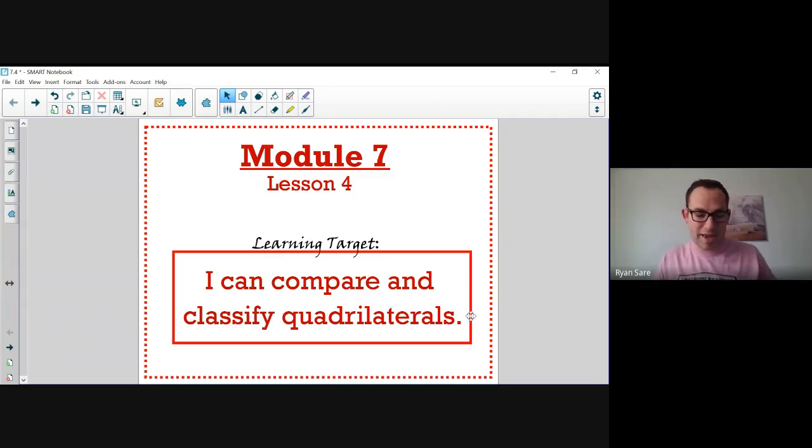Compare means that we're going to be looking at different quadrilaterals and having them side by side and talking about them. Classify means that we're going to be able to put them into groups, how they're similar, how they're different.